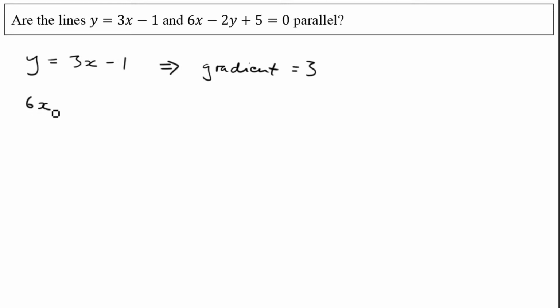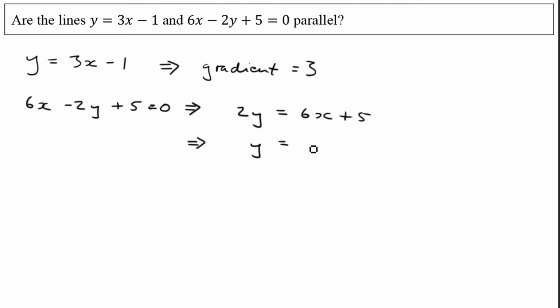However, the other line isn't in such a convenient form. It's in this form, which is quite attractive to look at, some x's and some y's and a number equals 0, nice integer coefficients throughout, but it's not very useful in terms of understanding the line, so we're going to have to do a little bit of algebra. Let's add 2y to both sides, so we get 2y is 6x plus 5. Let's divide through by 2, so we've got y is, well, 6 divided by 2 is 3, 3x, plus 5 divided by 2. Can't really do a lot better than 5 over 2 for that.